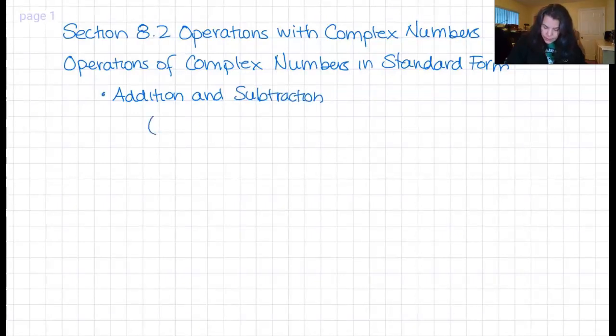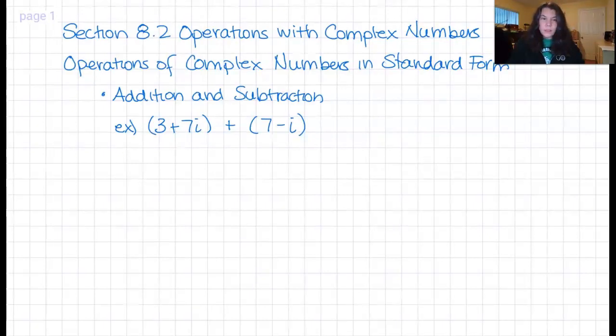So let's say you got 3 plus 7i plus 7 minus i. Remember, that's just basic combining like terms. So think about what it would be. And like I said, you just combine like terms. The parentheses don't matter because you just have a 1 being multiplied. There's an invisible 1 here, and there's an invisible 1 here. So when you do the distributive property, it wouldn't change. So just combine your like terms.